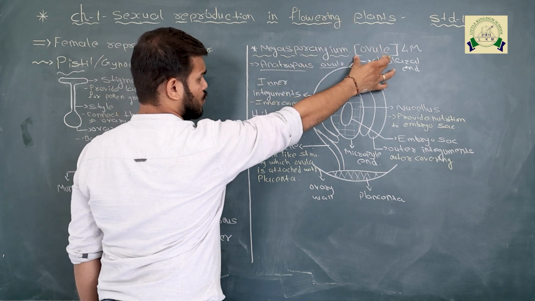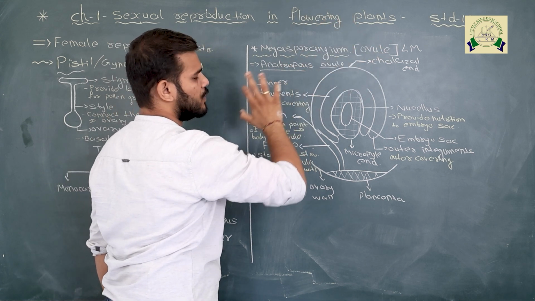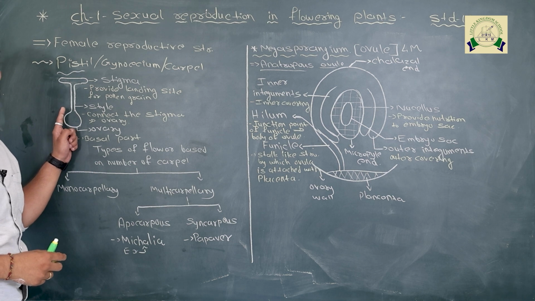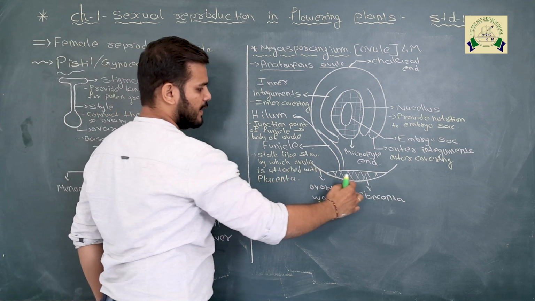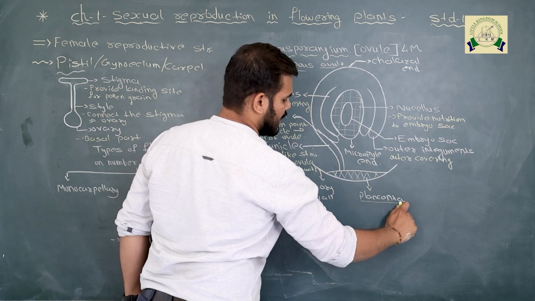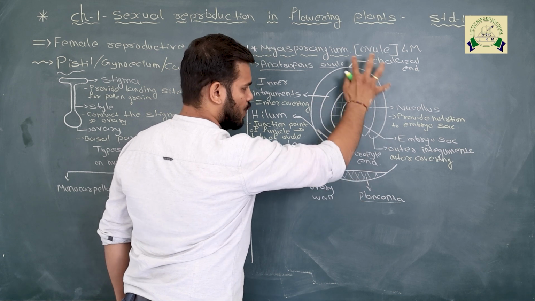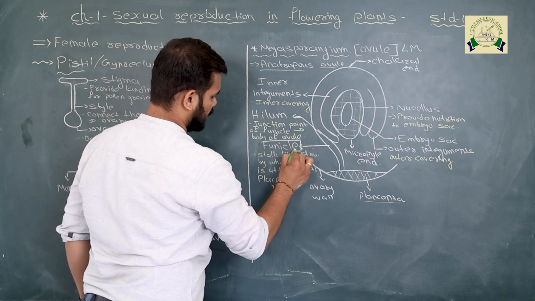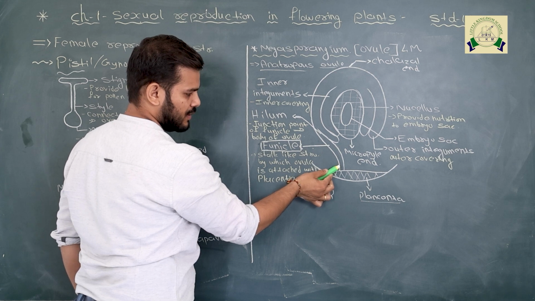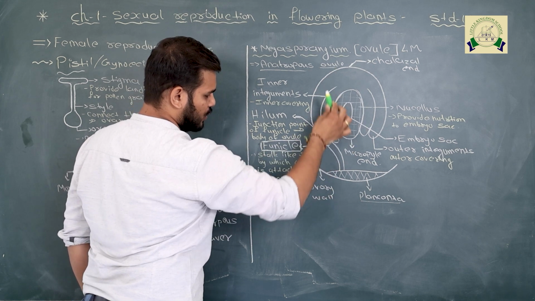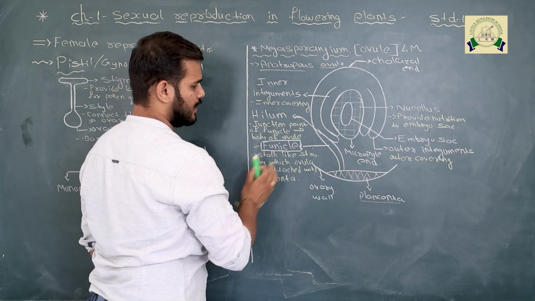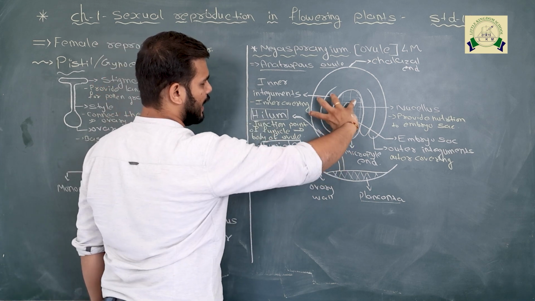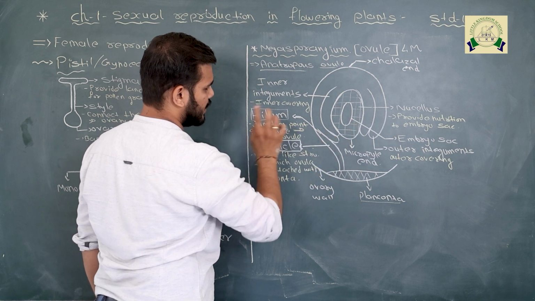Megasporangium, also called ovule, also known as typical anatropous ovule. It is present inside the ovary, the swollen basal part of the pistil. The wall of the ovary contains nutritional tissue called placenta, which provides nutrition to this ovule. First part, the funicle. Funicle is a stalk-like structure which helps the ovule attach with the placenta. Clear? Then next, hilum. Hilum is the junction point between the funicle and the body of ovule.